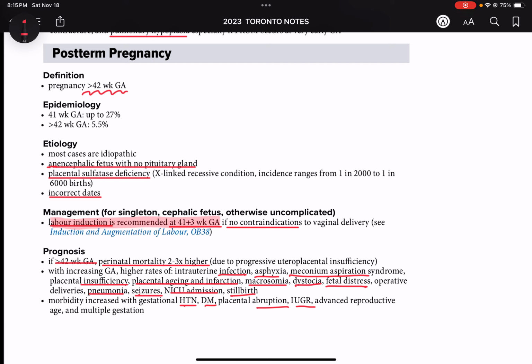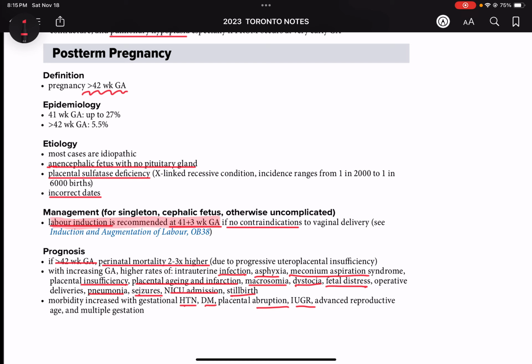Why would it happen? There would be some unfortunate fetus with anencephaly, and there would be no pituitary gland to induce it. So anencephalic fetus with no pituitary gland, there might be some deficiency of placental sulfatase. It is an X-linked recessive condition, or there would be a problem with dates. They have incorrect dates, so it might not be post-term, it might be a term baby. So that could also be a reason. So the major two reasons are anencephalic fetus and placental sulfatase deficiency.